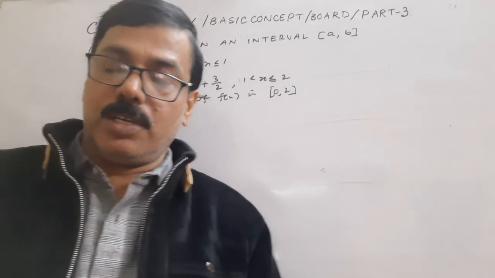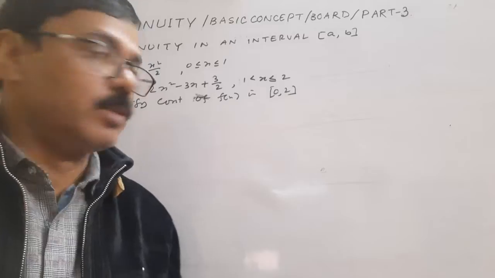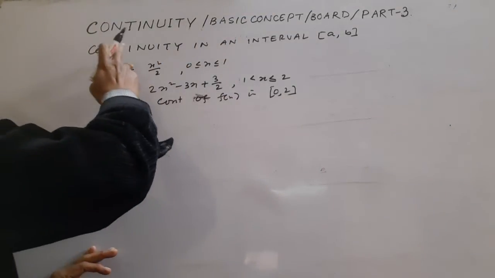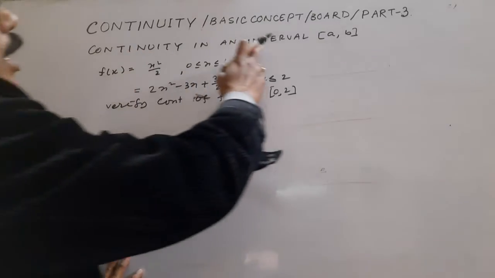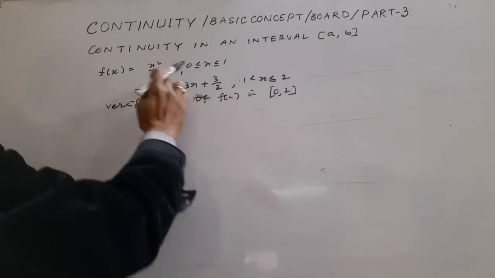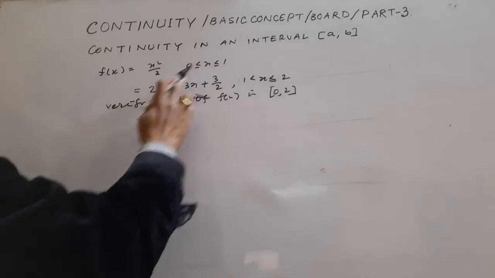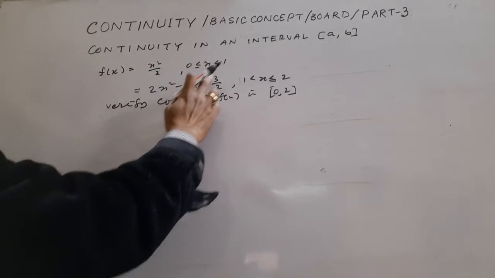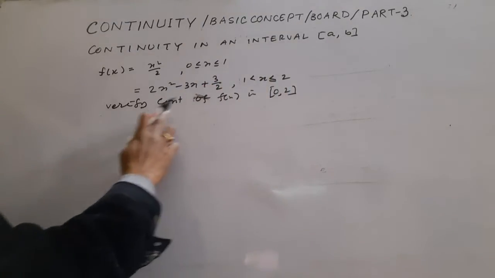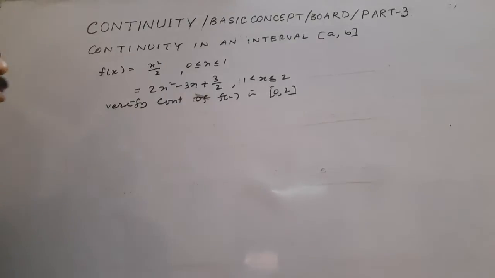Let us discuss one problem. Let us consider an example to define continuity in an interval. So look, f(x) equals x square by 2 for 0 to 1, and 2x square minus 3x plus 3 by 2 for 1 to 2. Verify continuity in the interval 0 to 2.